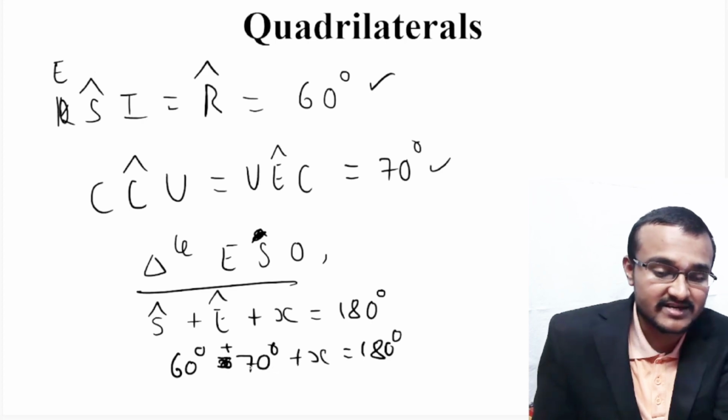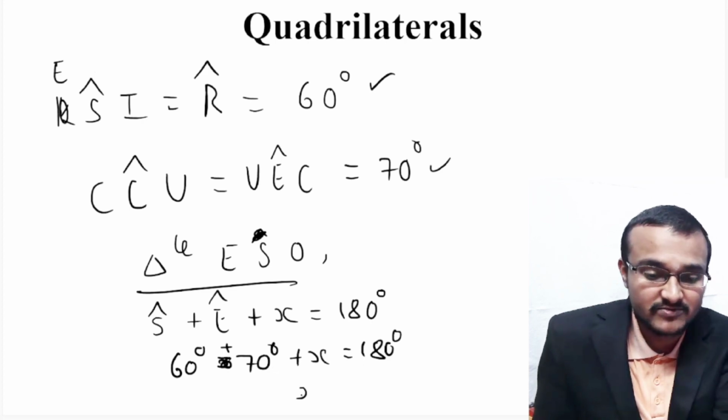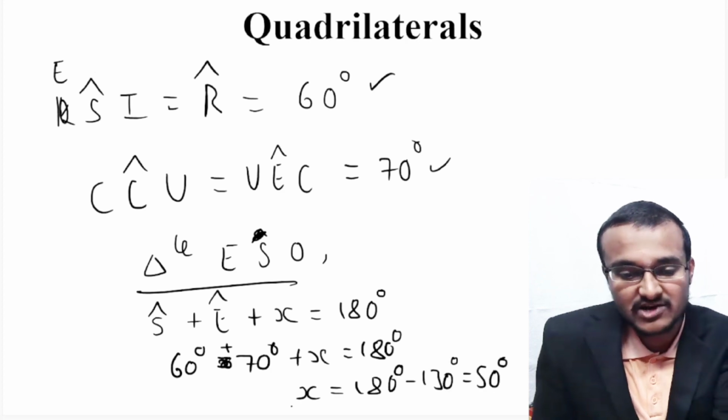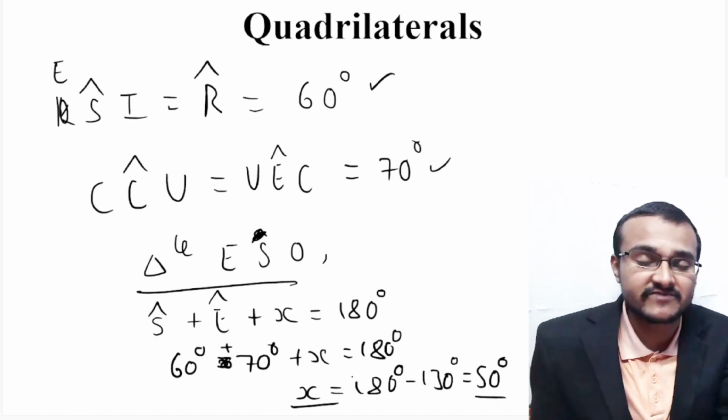60 plus 70 is 130 degree. If you bring that 130 to RHS, it will become minus 130 degree. So 180 degree minus 130 degree, which is actually equal to 50 degree. So the value of X in this particular 9th question is 50 degree.